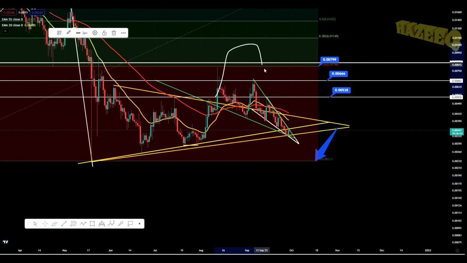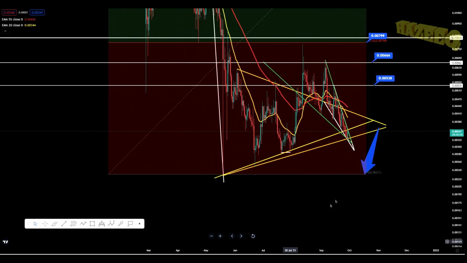But we want to get above this, retest as support to start coming back to our previous all-time high. So that's it for the chart. Hopefully everything is easy to understand.